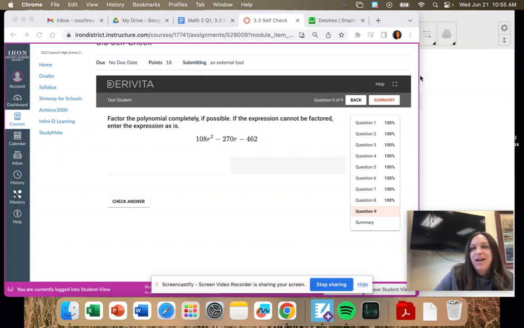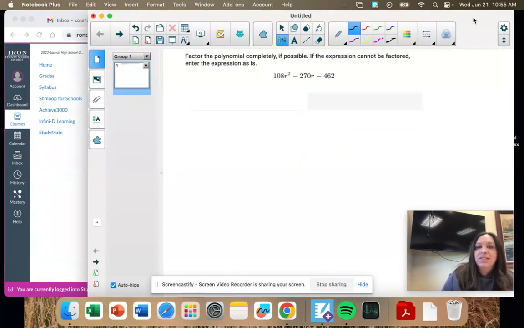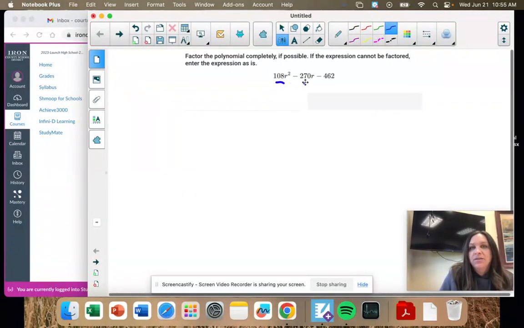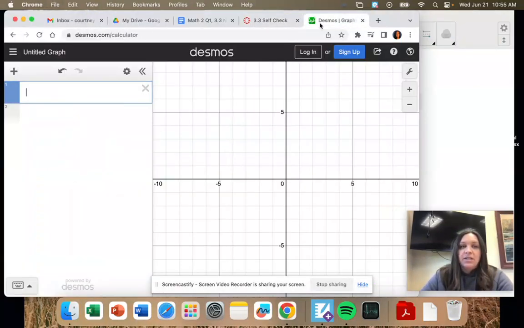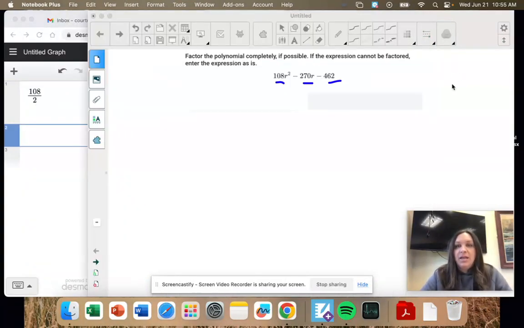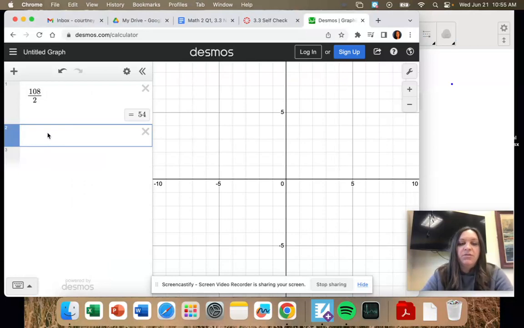Okay, last one we're factoring, and these numbers are big. So 108, 270, and 462. We definitely want to try and get a greatest common factor. So I can see now that they're even. So I'm at least going to take out the 2, and then we'll see if we can do some more.